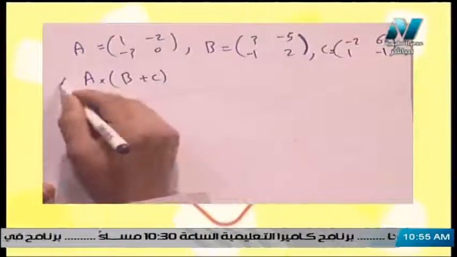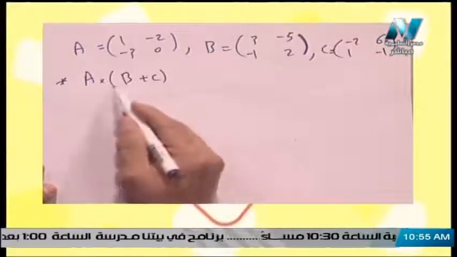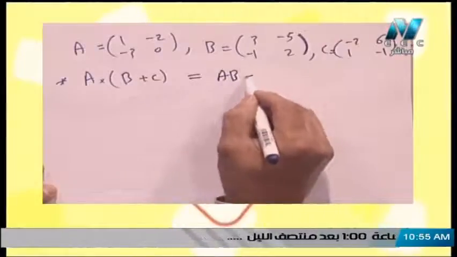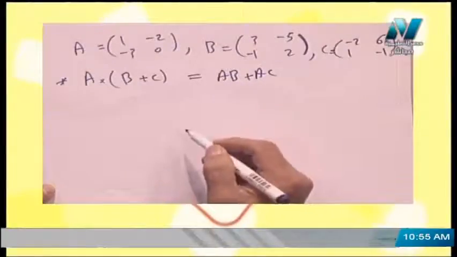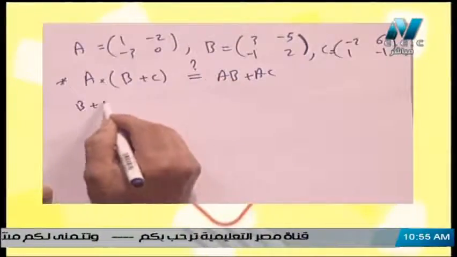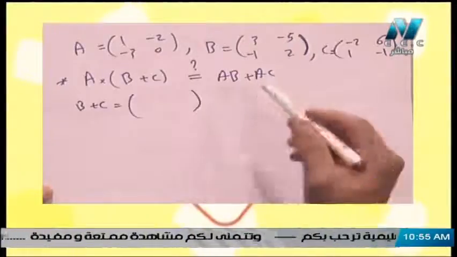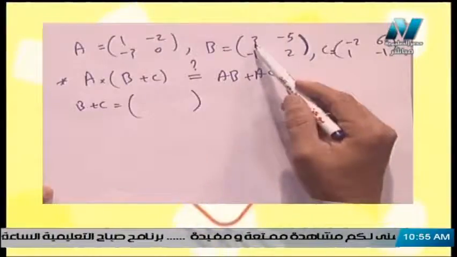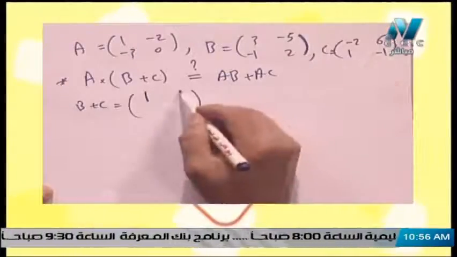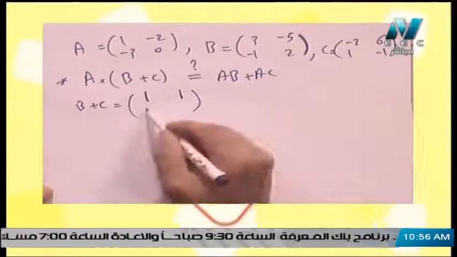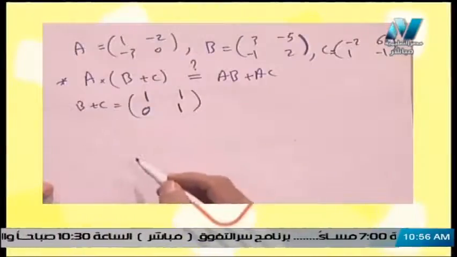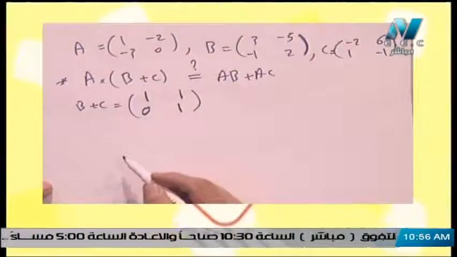And now we will investigate if A multiplied by B plus C equals AB plus AC. Is it right? Okay, let's first find B plus C. B plus C here means that we add 3 plus -2 equals 1, -5 plus 6 equals 1 also, -1 plus 1 equals 0, 2 plus -1 equals 1. So we have B plus C equals 1, 1, 0 and 1.